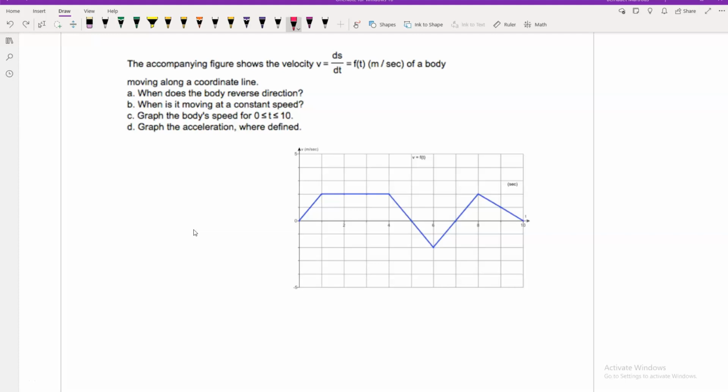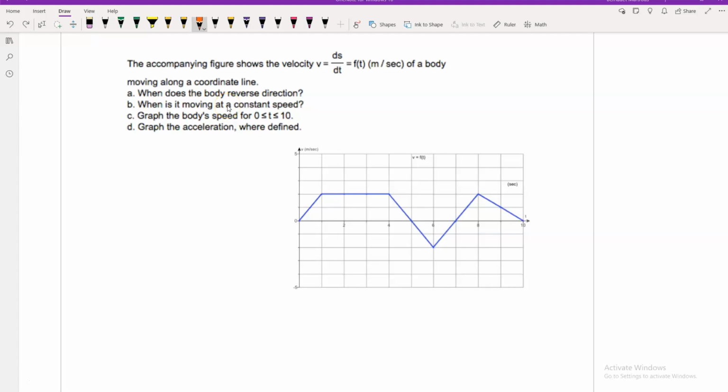Here on this part we have a graph of velocity versus time. The accompanying figure shows the velocity equal to ds divided by dt equal to f of t meters per second of a body moving along a coordinate line. Part A, when does the body reverse direction? Part B, when is it moving at a constant speed? Part C, graph the body's speed for 0 less than or equal to t less than or equal to 10. Part D, graph the acceleration where it is defined.